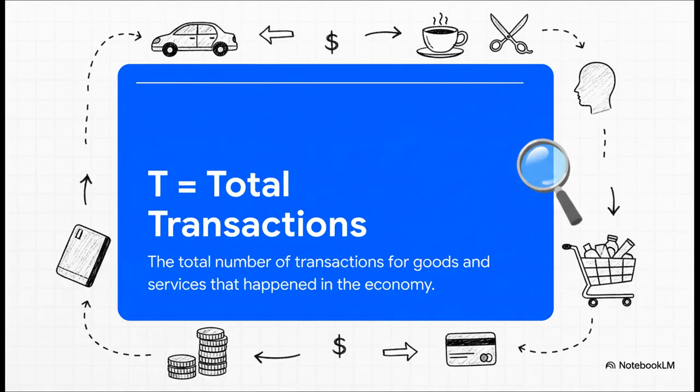And last but not least, we have T for transactions. This just represents the total amount of stuff being bought and sold. It's the grand total of every single good and service that changes hands. Every phone sold, every meal delivered, every doctor's appointment. It's the sheer volume of economic activity.